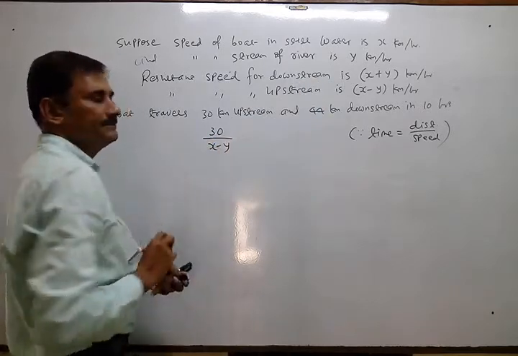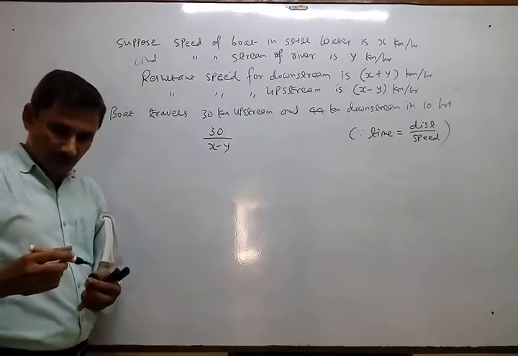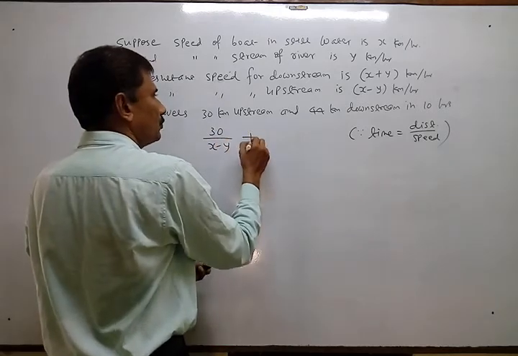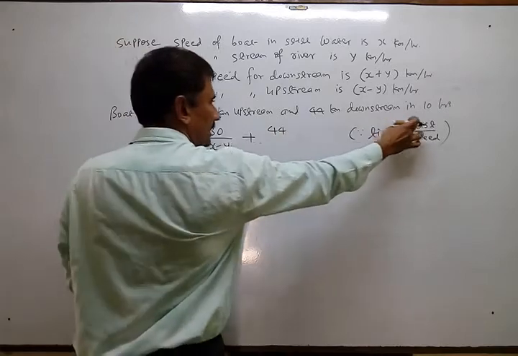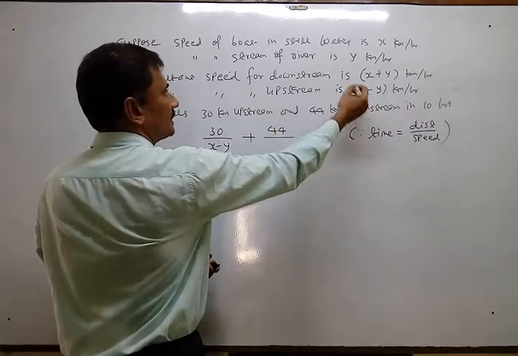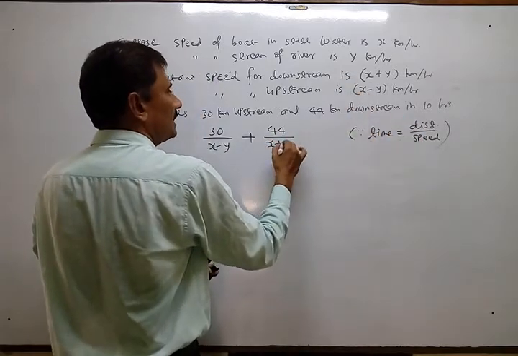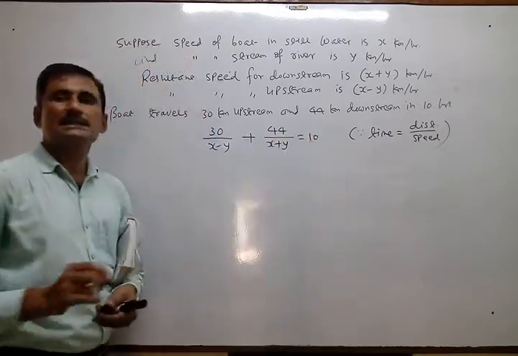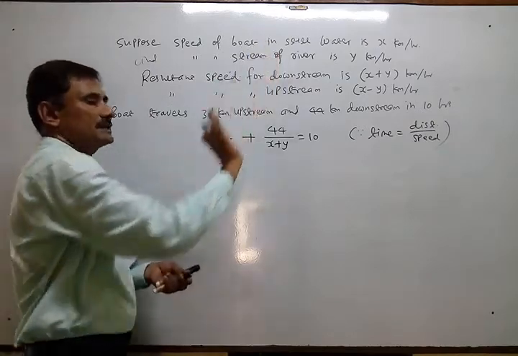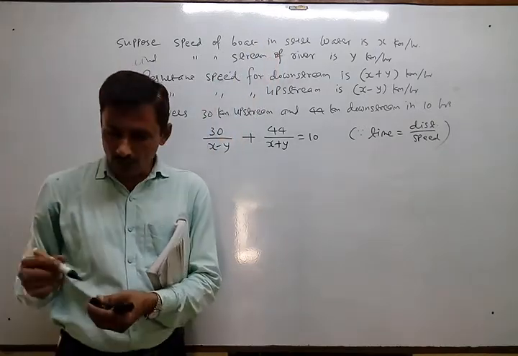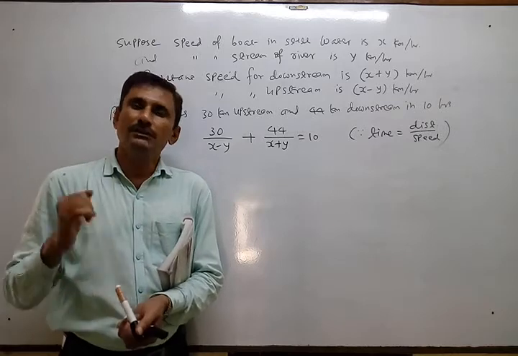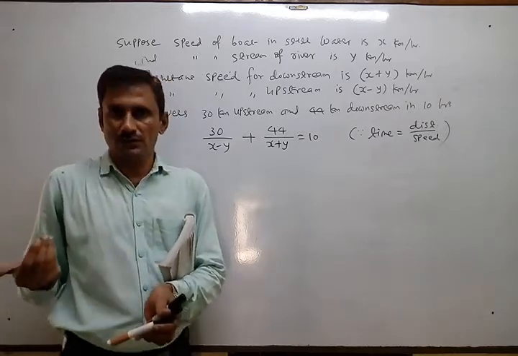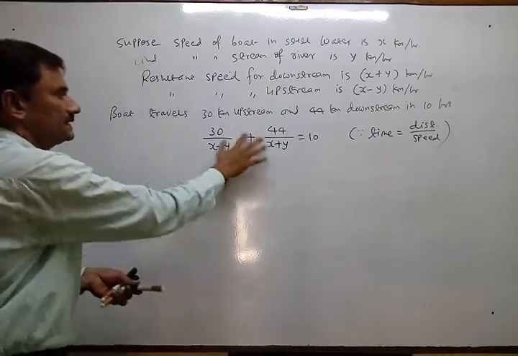But this individual time is not given, the total time is given. Plus 44 km downstream. So again distance upon speed, but the downstream speed is x plus y. Total time, first time plus second time, is 10 hours. There is no individual use of x and y, because the boat is not swimming alone, but swimming with water, otherwise against water. Okay, so that is our first equation.